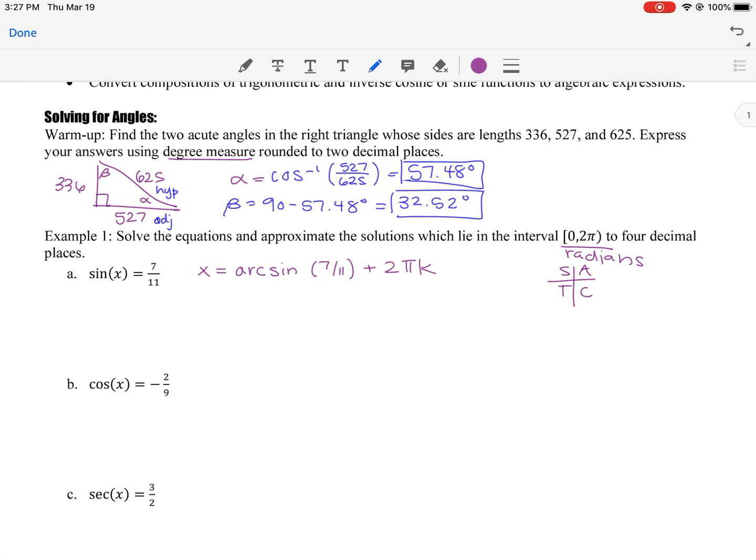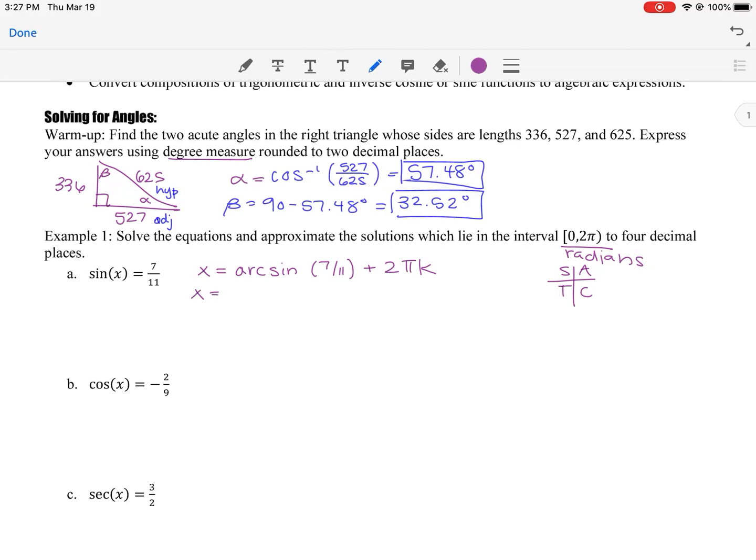Okay, let's think for a minute. It will always give us an angle in that first or second quadrant. In this case, it gave us one in the first quadrant. However, we also have an angle in the second quadrant that is equivalent. So let's think about that second quadrant.